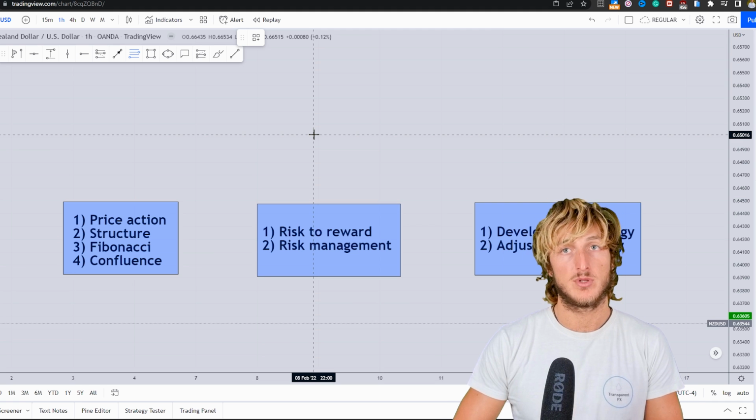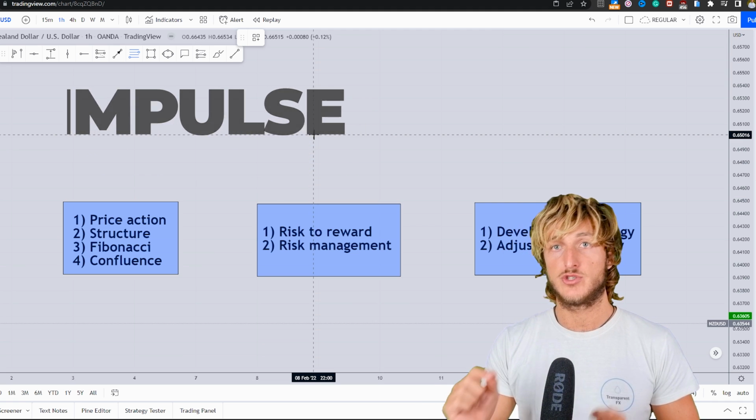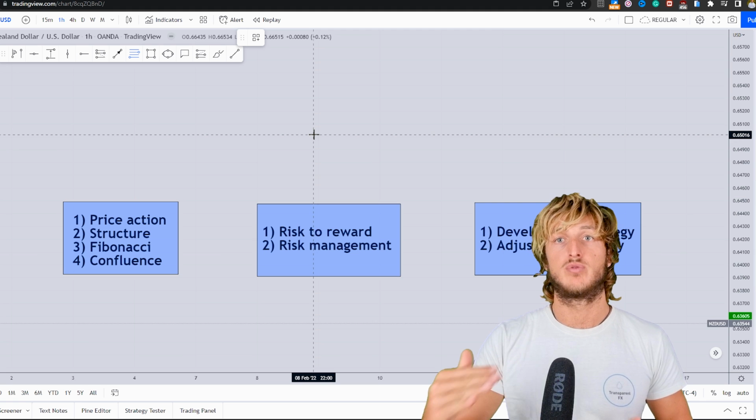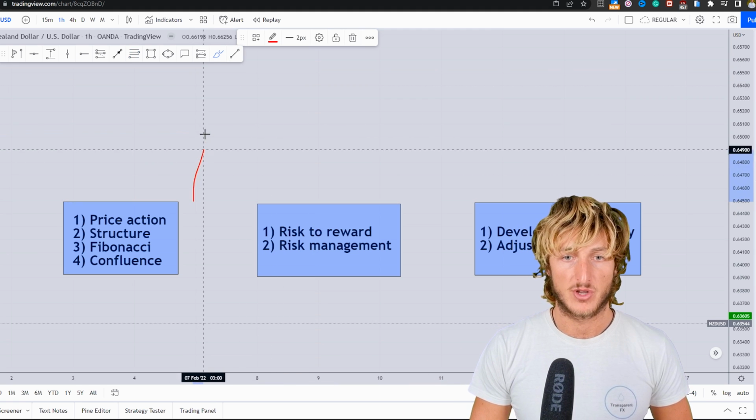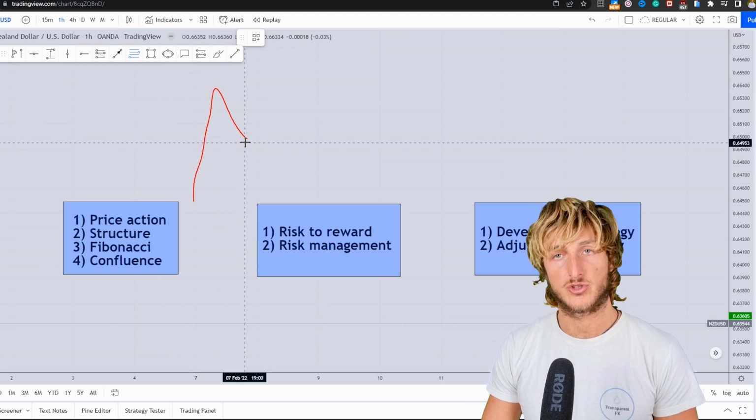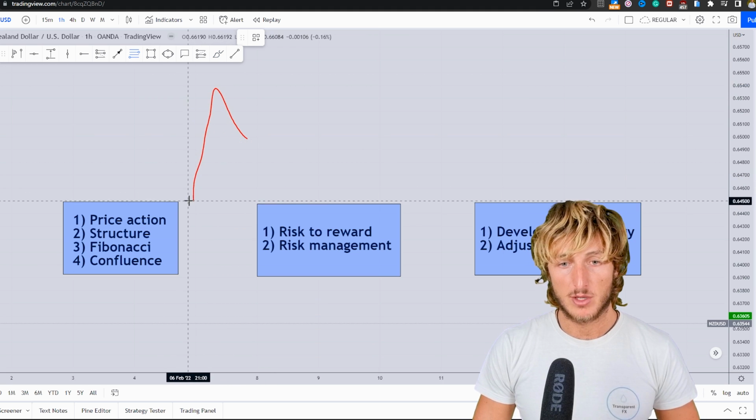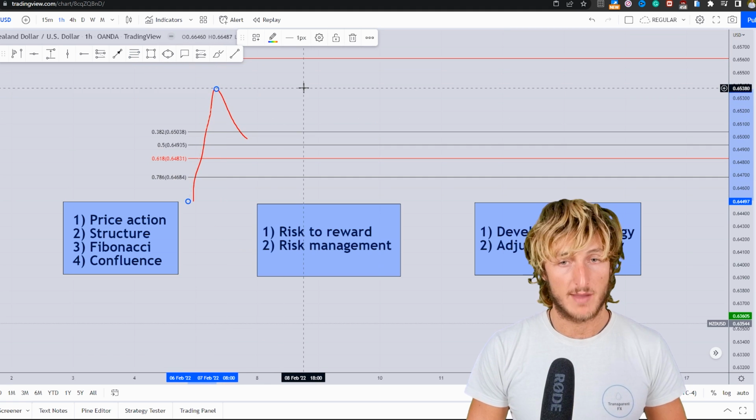Okay, so if you have an impulse, it's important to measure the correction. If you are already getting the continuation, it's very important in measuring potential upside targets. So let's say, for example, you have a very strong impulse to the upside. The market then provides a correction. You want to measure this correction. You will be taking your Fibonacci from the low to the high of the impulse. I will show you this now in a live market.